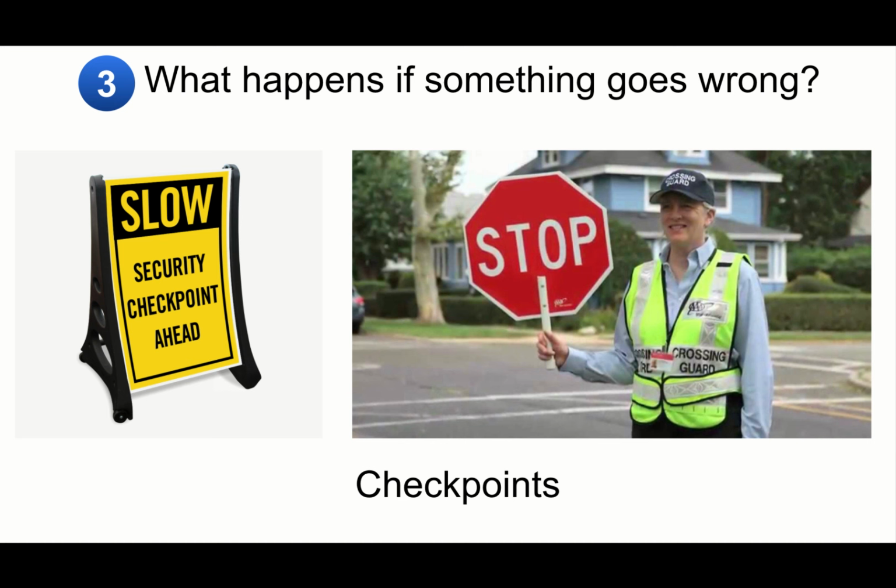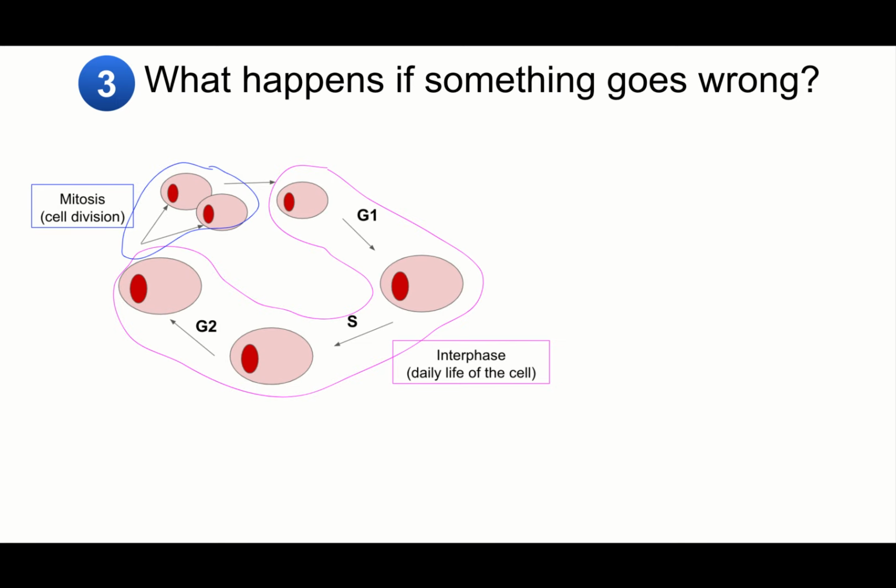Let's talk about the cell cycle checkpoints. So there are going to be 3 checkpoints. I'm going to illustrate them on my diagram of the cell cycle and tell you the details of each. Our first checkpoint happens at the end of G1 phase, right here where this red line is. This is called the G1 checkpoint.